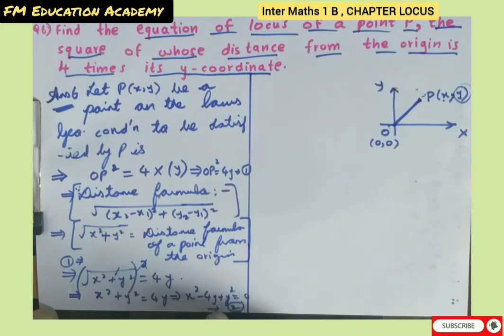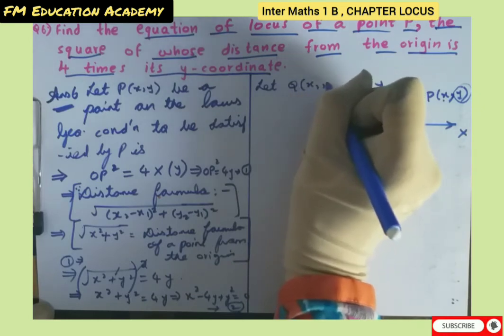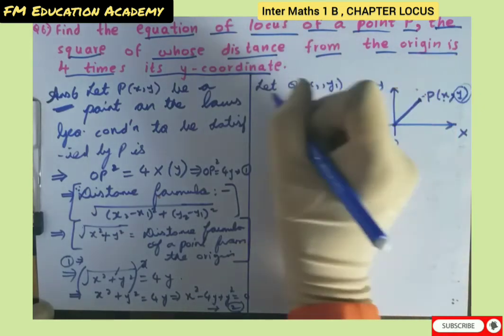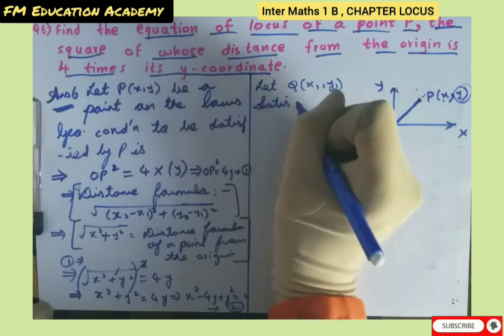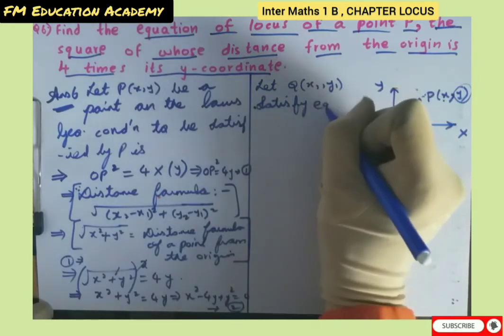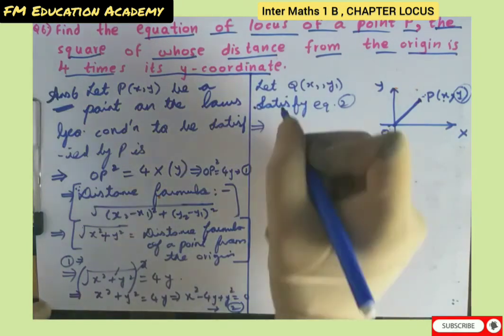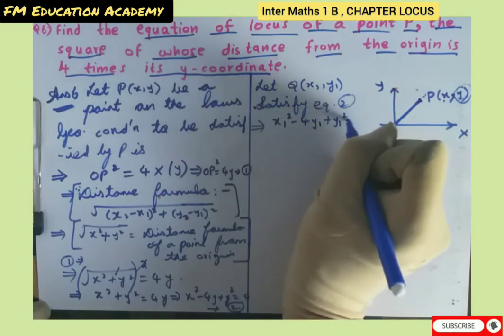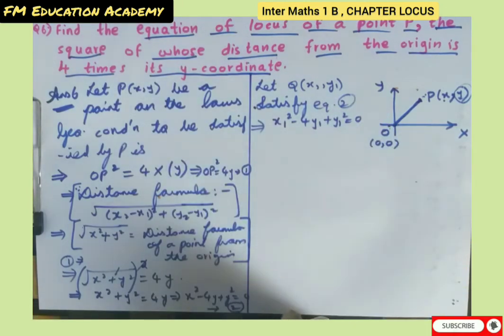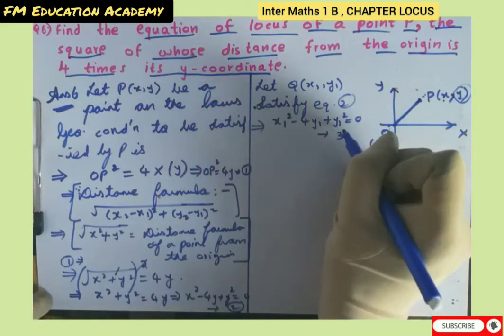So we need to verify this equation. How to verify this equation? We have to assume that there is a point Q whose coordinates are x1, y1, and that point will satisfy equation 2. So now what will equation 3 become? x1 square minus 4y1 plus y1 square is equal to 0. How did we get this? We got that from equation 2. Let this be the third equation.